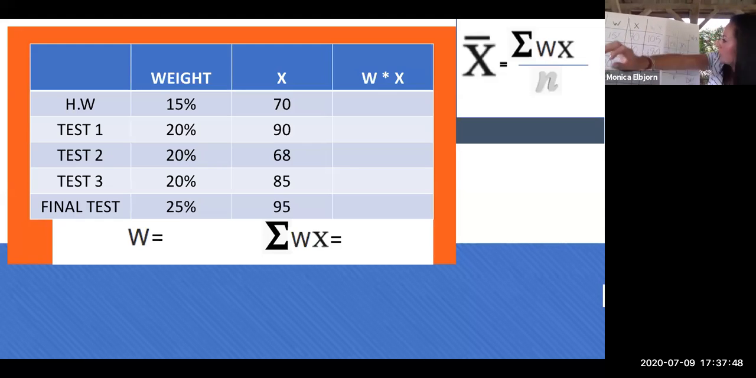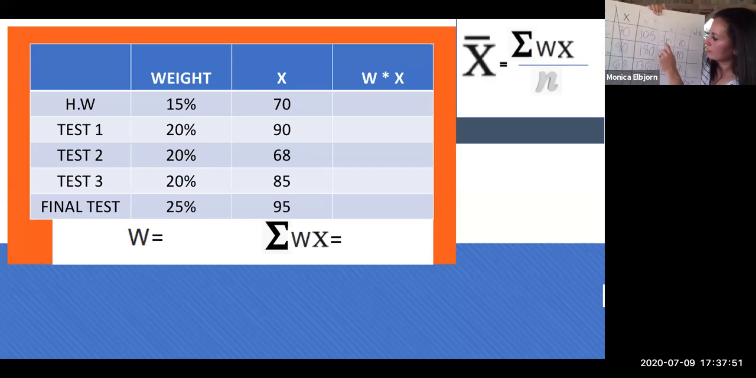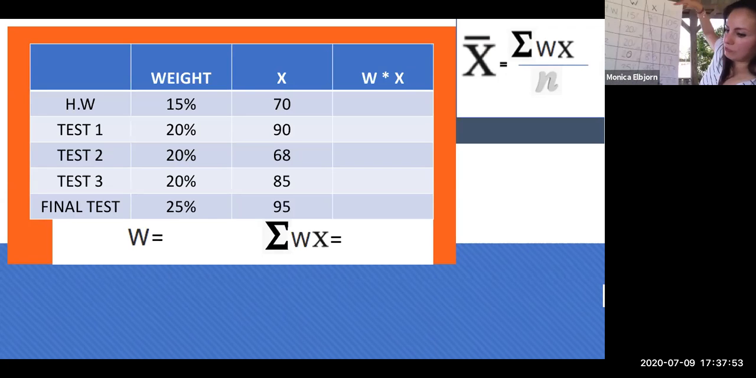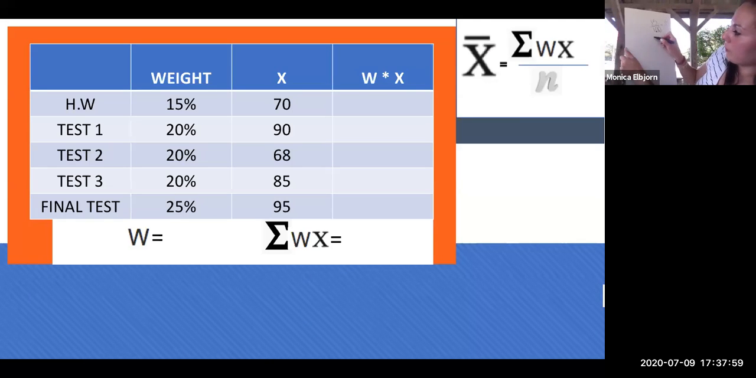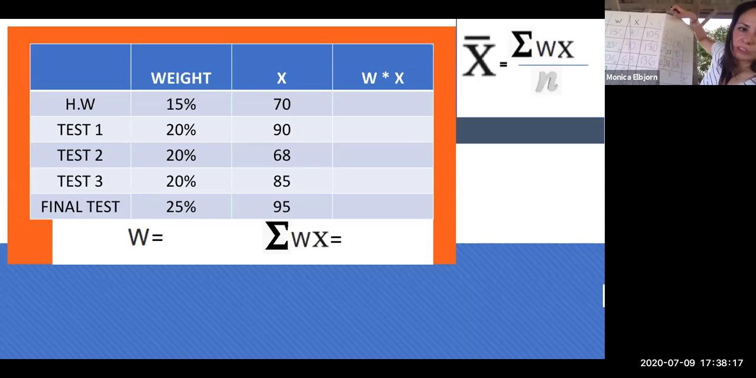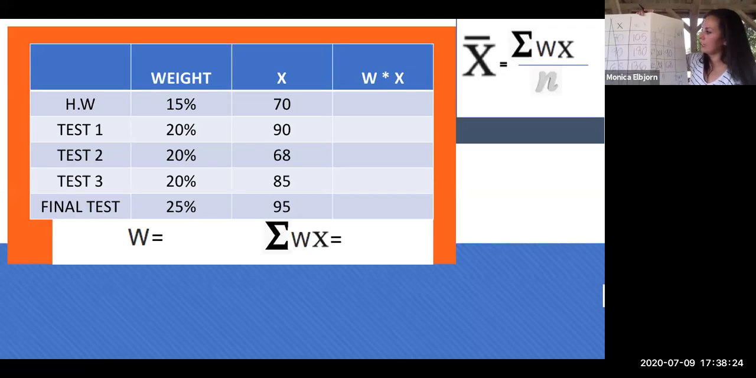Multiply, very good. So who can help me multiply? So 15, we said whenever you have a percent, so over here we have 15%, and it's 15% out of 100%. So we divide this into 100. So this is gonna be 0.15. So can someone do 0.15 times 70, 0.20 times 90, and then 0.20 times 68?